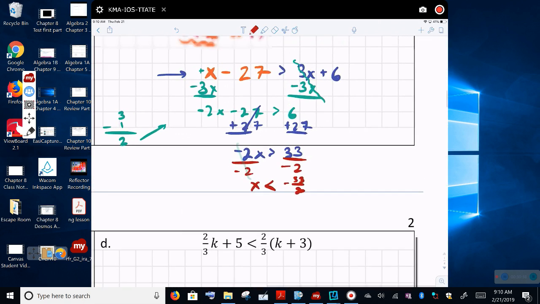Alright, now while you finish copying up, not asking for it on this problem, but I could graph this, okay? The one number I care about is negative 33 over 2. I would have an open circle, and this open circle is going to shade to the left.